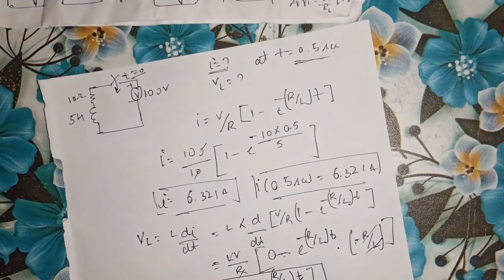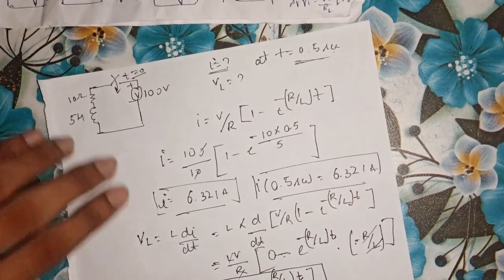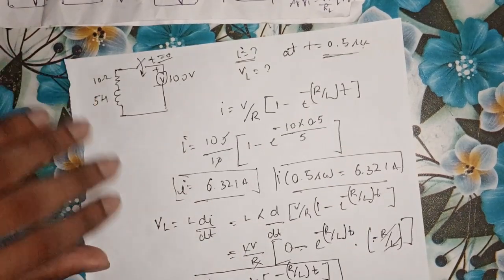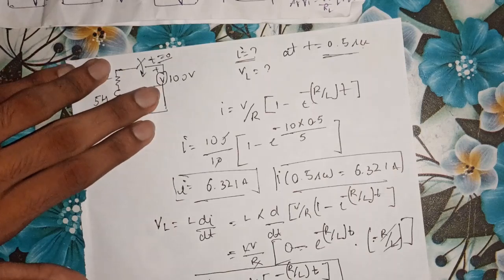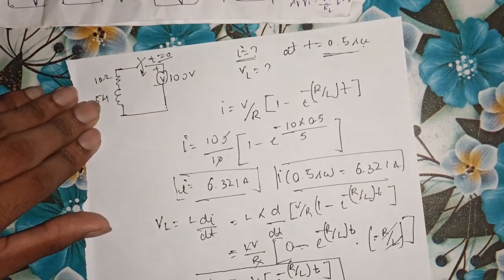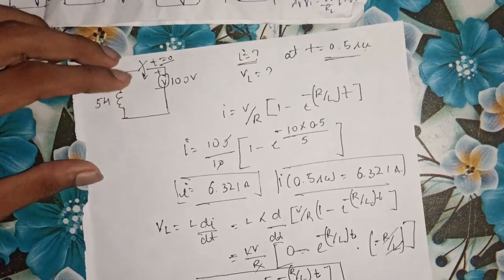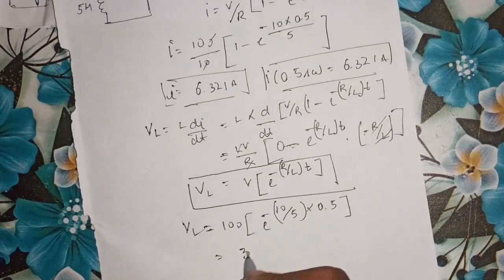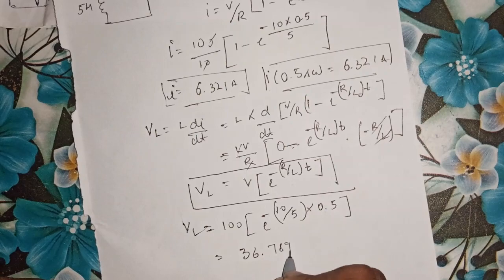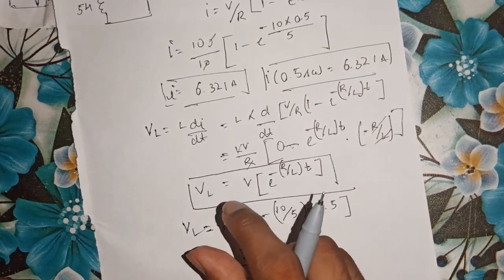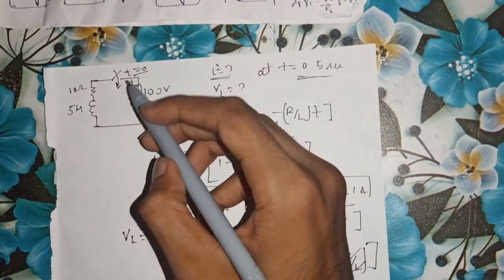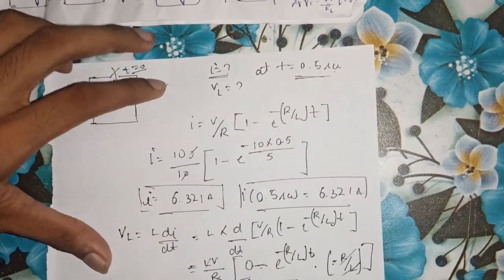So 100 multiplied by e to the power of minus resistance 10 divided by inductance value 5 Henry, multiplied by the time of 0.5 seconds, which will be equal to 36.789 volts. So the voltage across the inductance at time t equal to 0.5 seconds is 36.789 volts.